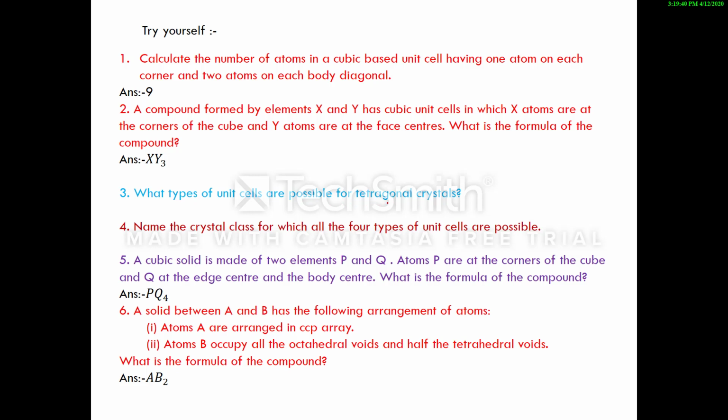This we have discussed in the earlier video we shared, on crystal lattice and unit cell. What types of unit cells are there in a tetragonal crystal? You can see that one table which we already discussed. Name the crystal class for which all four types of unit cells are possible. This we already discussed. Questions 5 and 6 are again based on the calculations we have discussed today, so just verify the answers. If you have any difficulty, contact me. Thank you.